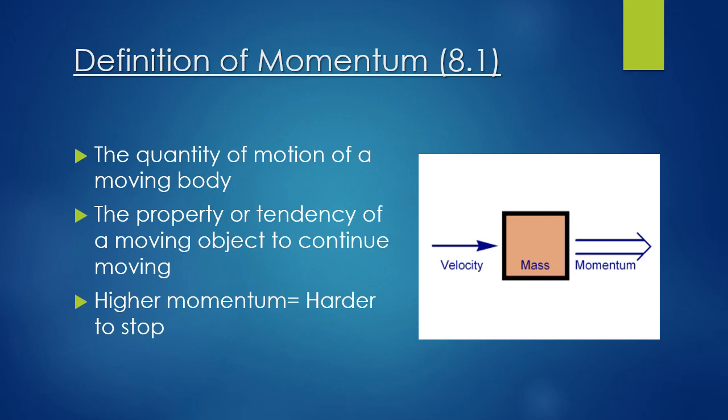The definition of momentum is the quantity of motion of a moving object. In order for an object to have momentum, it needs both velocity and mass. So if an object is not moving, if it is stationary, that object will not have any momentum because that object has no velocity. So it needs velocity, it needs to be in motion in order to have momentum. The higher the momentum of the object, the harder it is going to be for that object to stop.